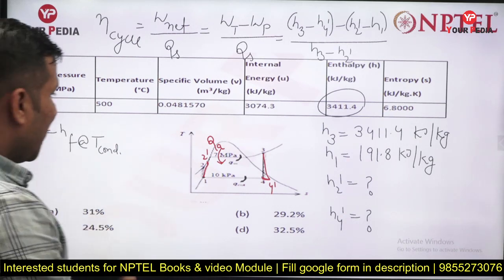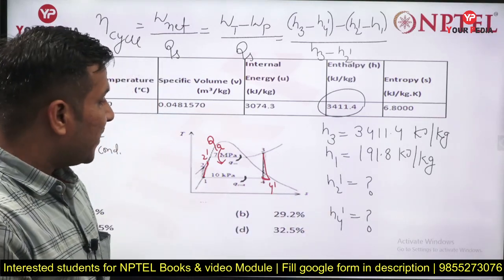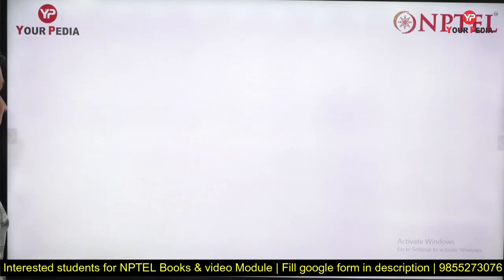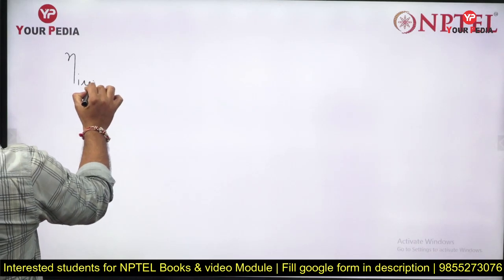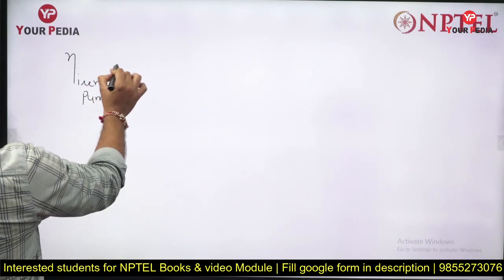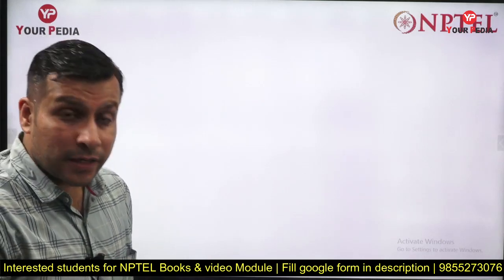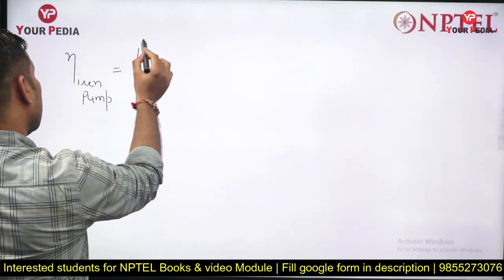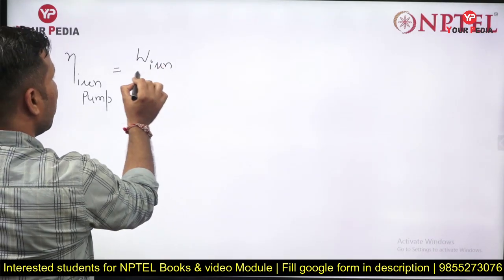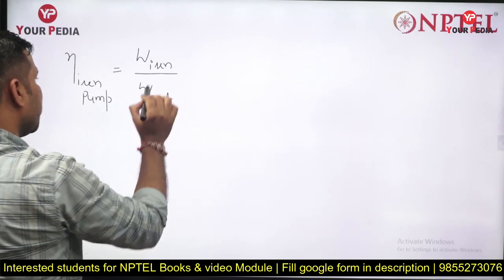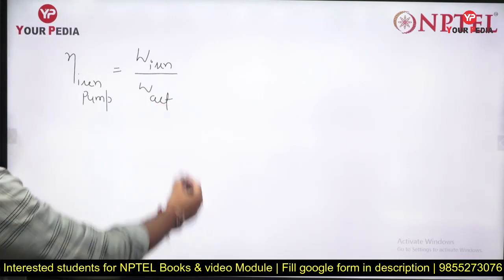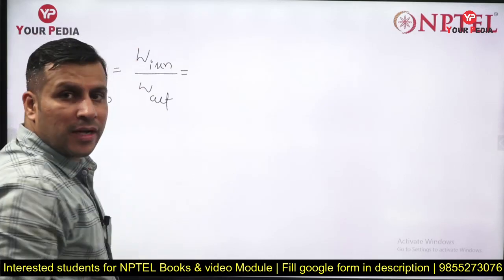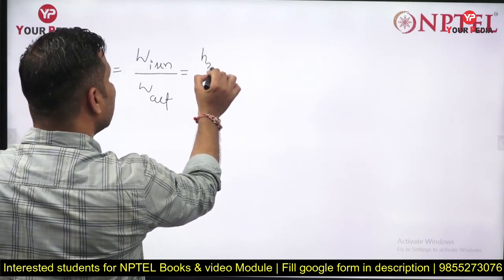So guys, for evaluating these two enthalpies, you need to consider the isentropic efficiencies of the turbine and pump. Let me first consider the isentropic efficiency of the pump. The pump is a work absorbing device; you are giving work. The isentropic efficiency of the pump is the isentropic work given divided by the actual work given. In specific terms, the isentropic work is H2 minus H1.